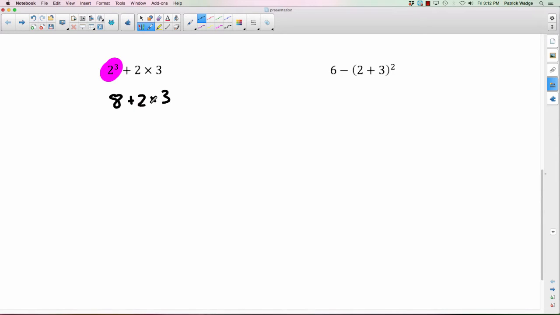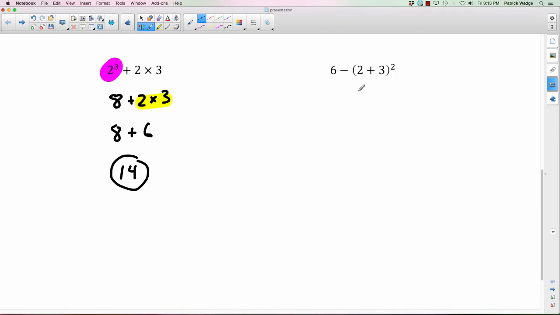We have an addition and we have a multiplication. What should you do first? You should do the multiplication first. You should be doing 2 times 3 next. So I'm going to rewrite the 8 again, and I'm going to go 2 times 3, which is 6, and finally I can do my 8 plus 6, which is 14. That's the correct answer. If you did 8 plus 2 up here first and got 10, then multiplied by 3 and got 30, you got it wrong. You have to do it in the right order.